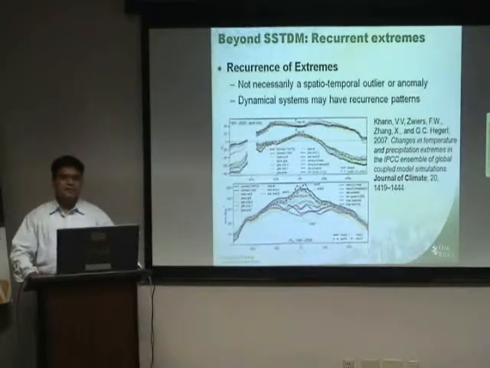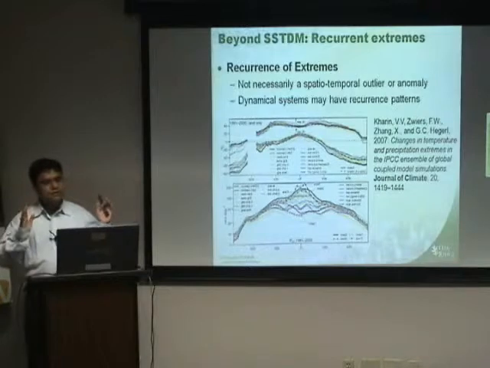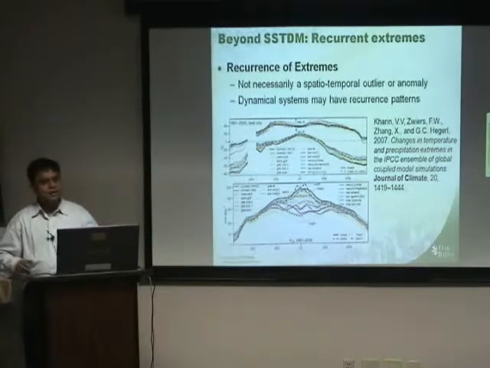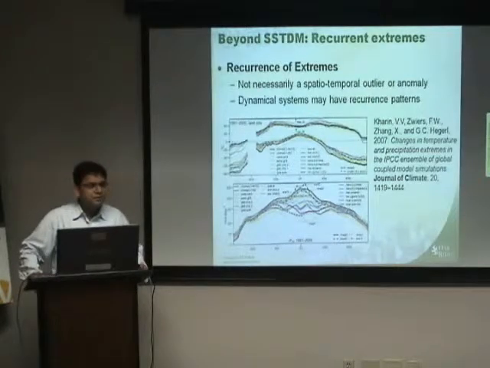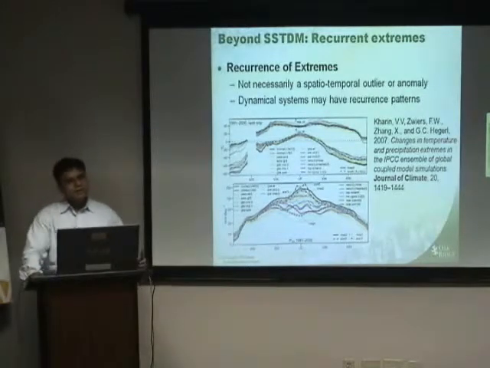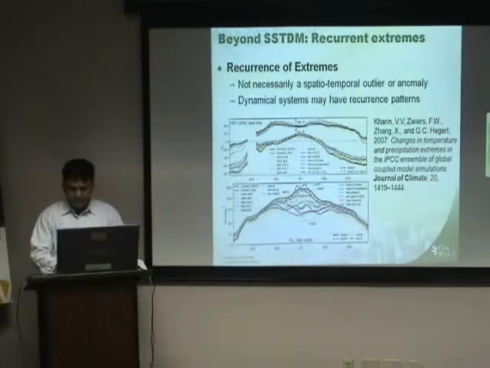These are not recurrent in the sense that they happen regularly once every 100 years, so you wait for 100 years and they'll happen, but they are recurrent in terms of a probability distribution. They are likely to happen once every 100 years, and these sometimes cannot be treated as a simple spatiotemporal outlier or an anomaly like they usually do in data mining.